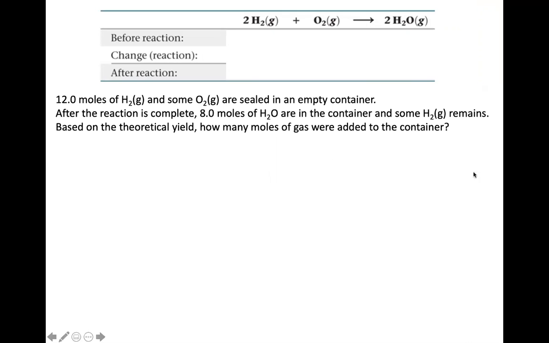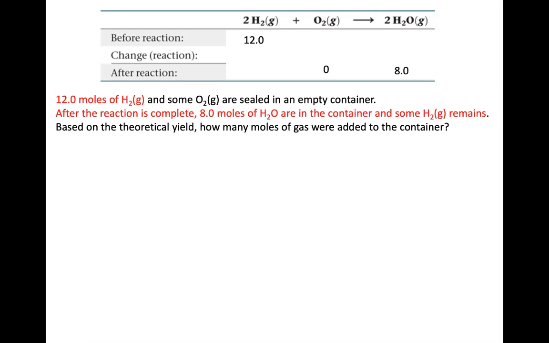So in this one, we've got the same reaction as before, and we're adding some hydrogen gas. We're adding 12 moles of hydrogen gas and some O2. It doesn't tell me how much, but it tells me how much of the product is formed. And it also tells me I've got some H2 remaining. So this is where I would start. I know how many moles of H2 I began with.